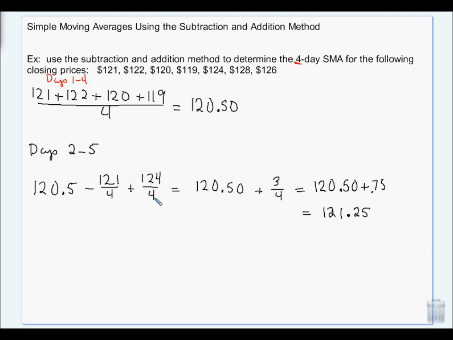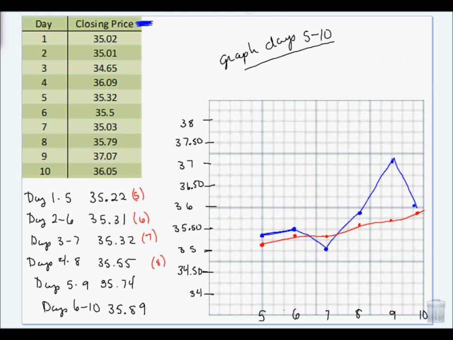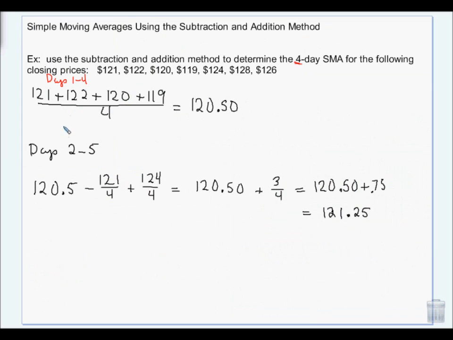Or I could have converted these to decimals and then done the subtraction and the addition. What I did there is I took away 121 and I put 124 on the end, because if we look back at when we did this the long way, see how we had 3502, then 3501, 3465. We took the 3502 off, so we start here and then we tack on a 3550 at the end. So basically I'm doing that process but without rewriting and having to calculate and add everything. This is just a shortcut. And if you like this method, do this method.